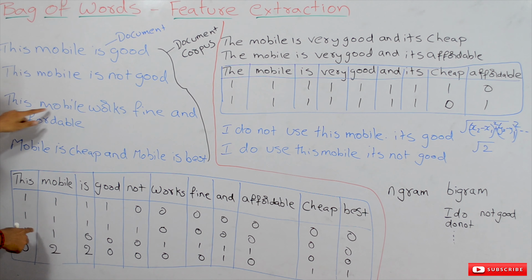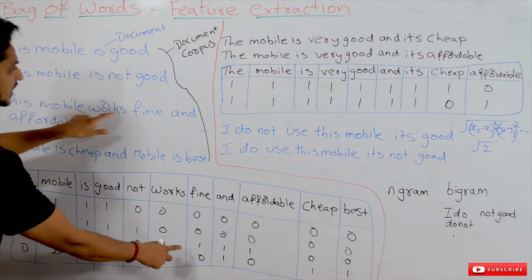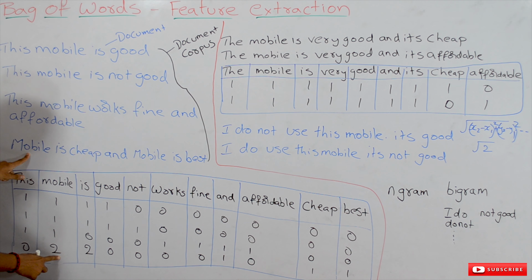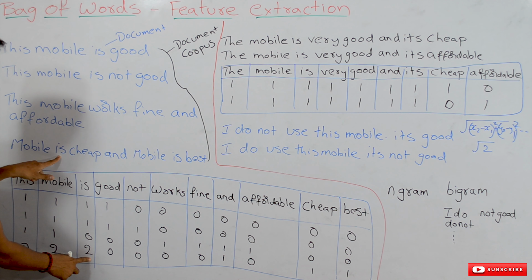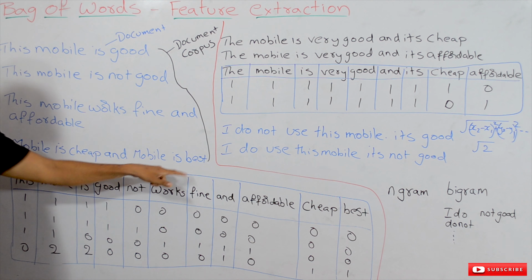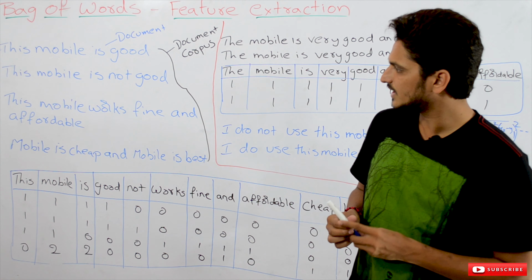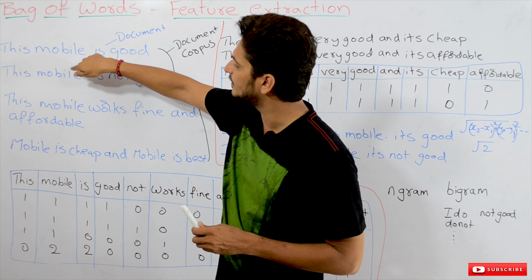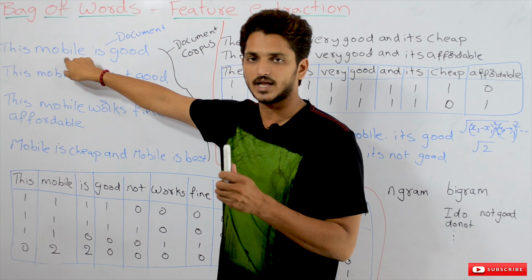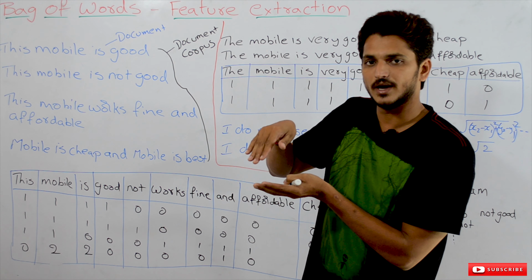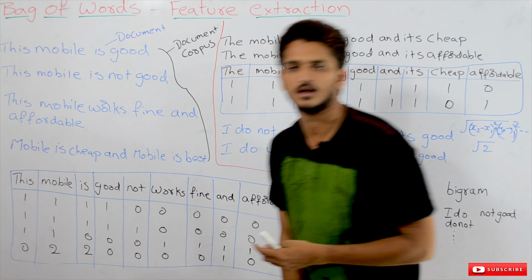Next, "this" one time, "mobile" one time, "works" one time, "fine" one time, and "affordable" one time. Coming here, "mobile" 2 times, so we have written 2. "Is" 2 times, we have written 2. Cheap and best. In this way, the text documents are converted into bag of words. What we are using here is the frequency of the words in the document. "Mobile", how many times did it occur? One time. Frequency is calculated: how many times that word is present in the document. That's what we are recording here.